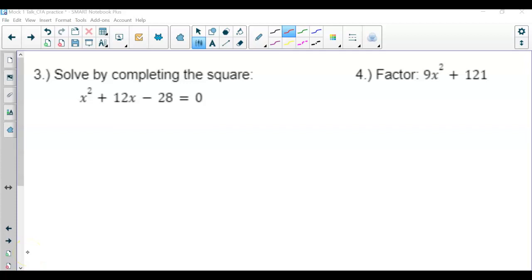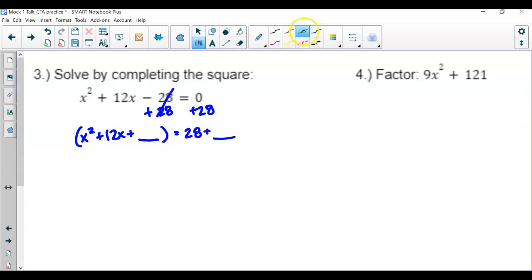Question number 3, we are solving, but we're going to focus now on completing the square. So remember, when completing the square, we need to first organize and just have our x terms together. That means I need to move my constant, this negative 28, over to the other side of our equation. So I'm going to add 28 now to both sides of the equation to start completing the square. Now I've got x squared plus 12x plus my blank, to complete the square, is equal to 28 plus blank, to complete the square, because whatever we add to one side, we add to the other side.